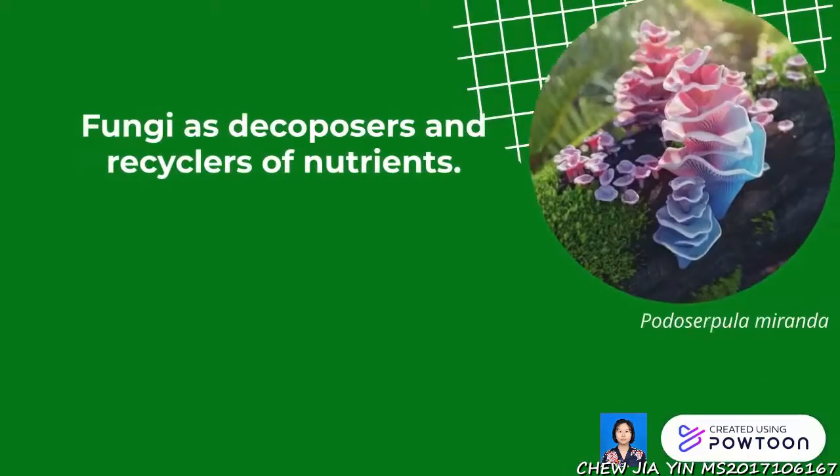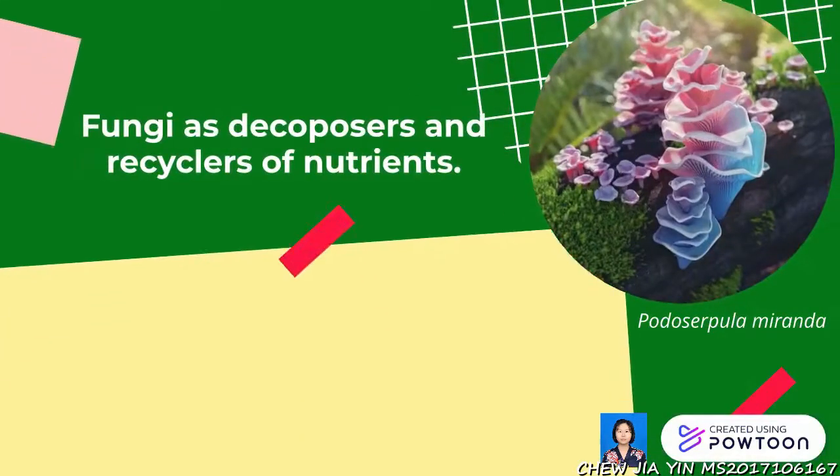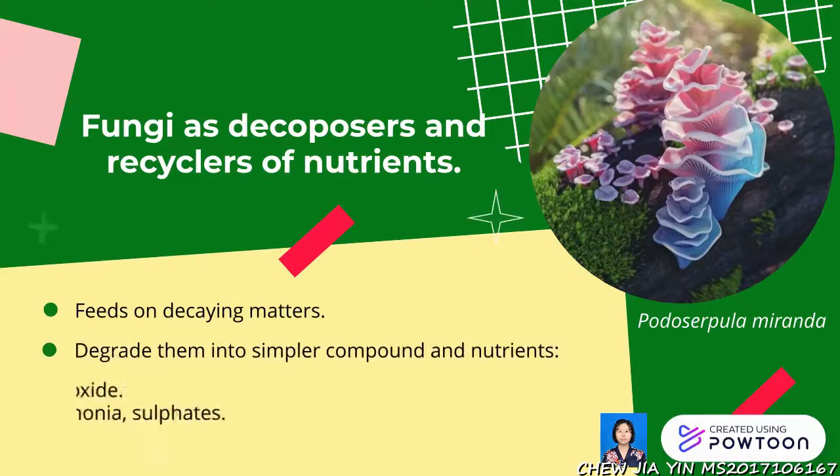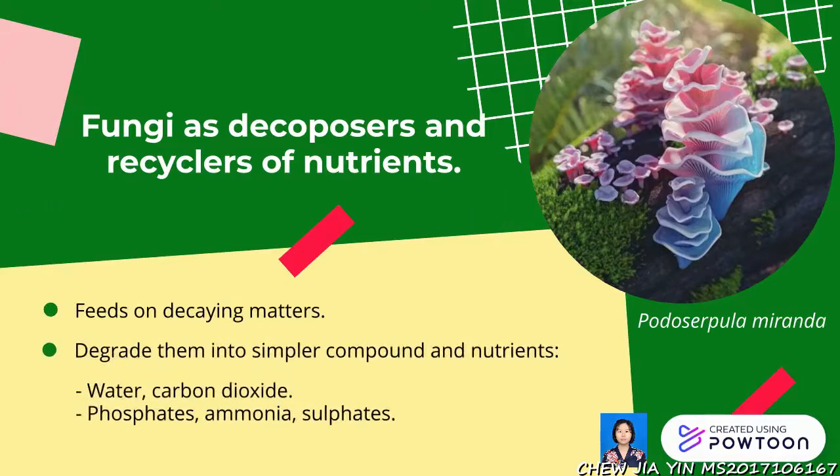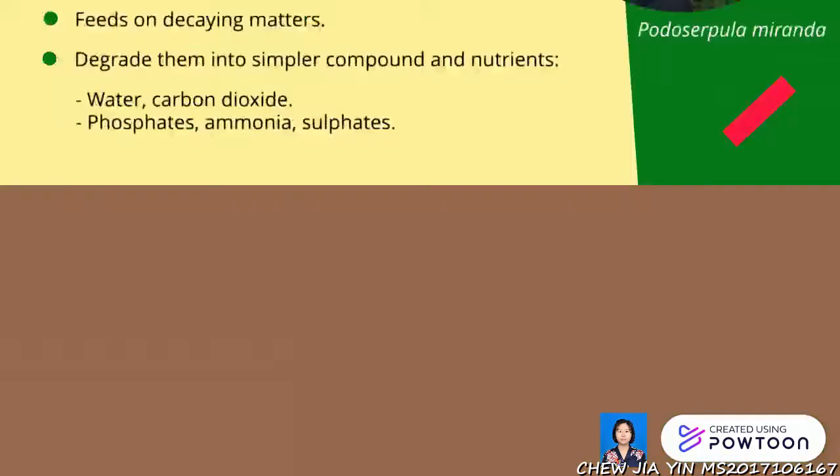As mentioned before, fungi are important decomposers and recyclers of nutrients in the ecosystem. Saprophytic fungi feed on dead and decaying organisms while degrading them into compounds like water and carbon dioxide, as well as phosphates, ammonia, and sulfates to be absorbed by plants, and therefore recycling these nutrients.